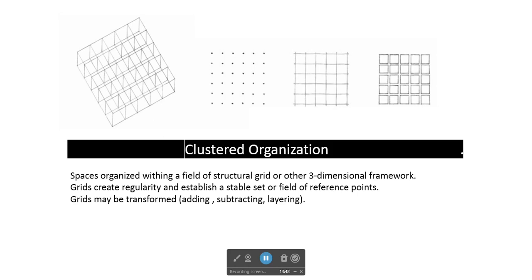So this one is supposed to say grid organization, so disregard that. It should say grid organization. So space is organized within a field structure grid. Grids create regularity and establish a stable set or field of reference points, and grids may be transformed by adding or subtracting, layering. So grids really, I do like to work with grids when I design.